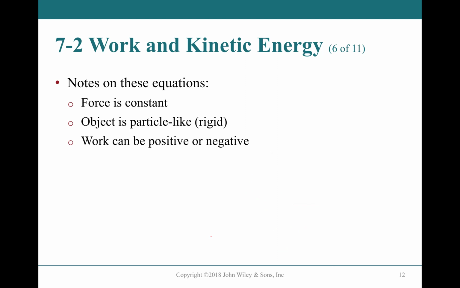And here in this equation, force is constant and the object is rigid. Rigid means the shape will not change. And the work can be positive or negative. It could be negative if your angle phi is bigger than 90 degrees, because work equals F times D times cosine phi.